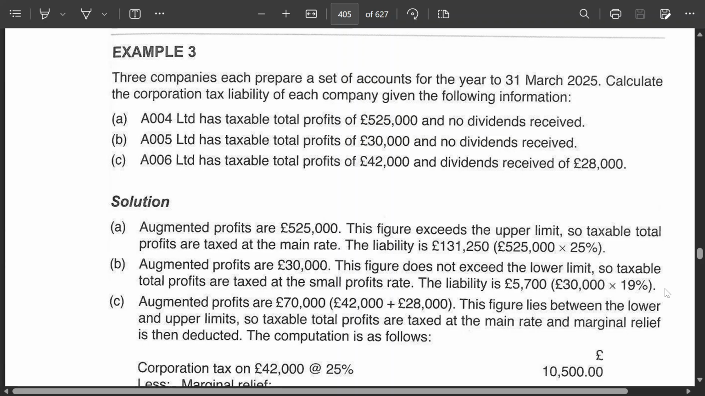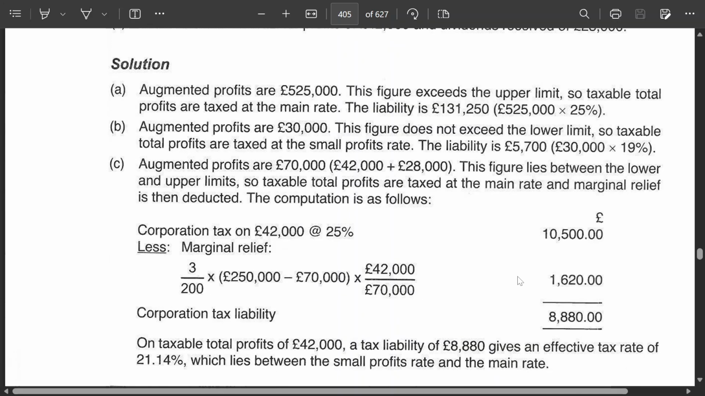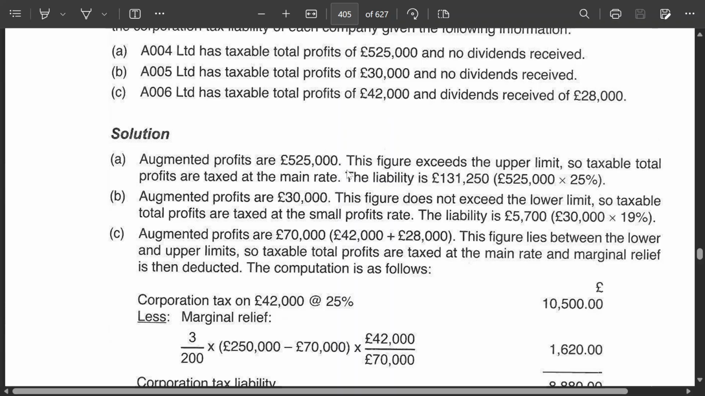Is this clear? Yeah. Now the third one is more complicated. I can't show you this whole thing together, but let's look at the information.